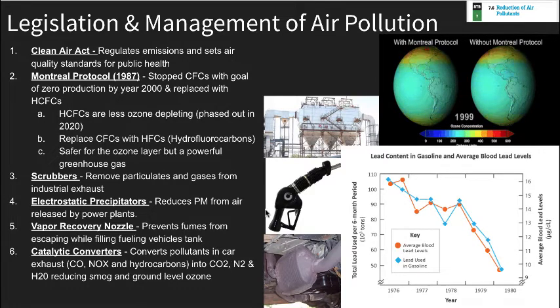And then finally, catalytic converters are in all our vehicles. These are something that have been really important in reducing the amount of nitrogen oxides and hydrocarbons that are coming out from our exhaust. So it's definitely helped to reduce the load of those air pollutants from the tailpipe.